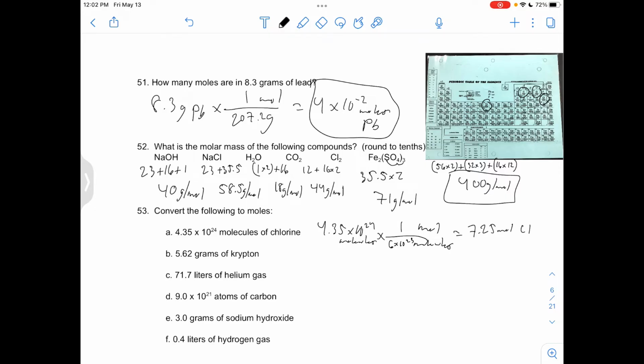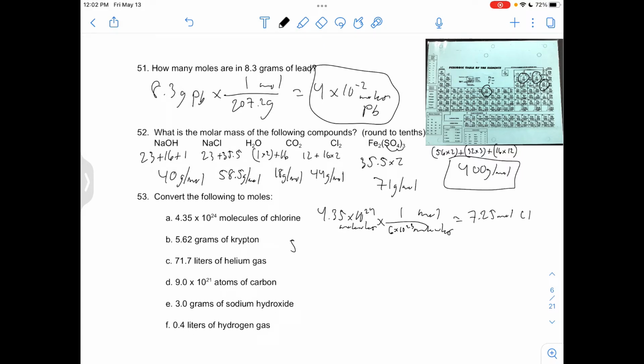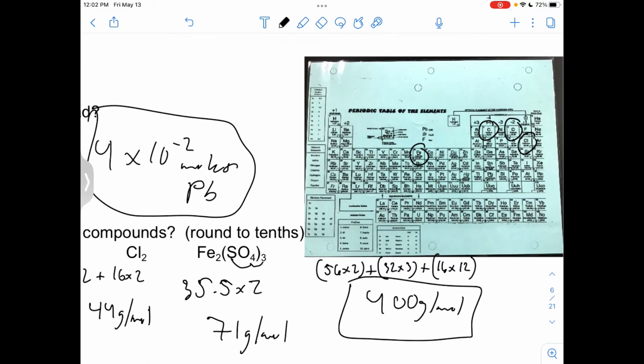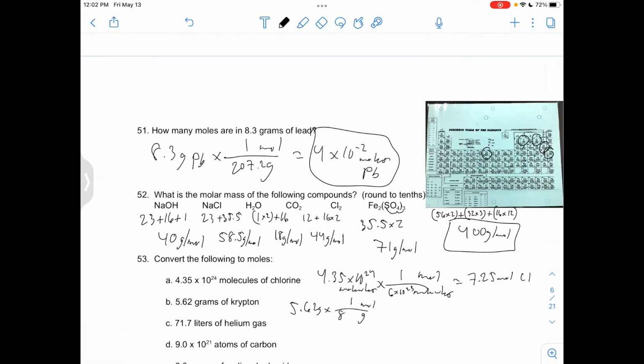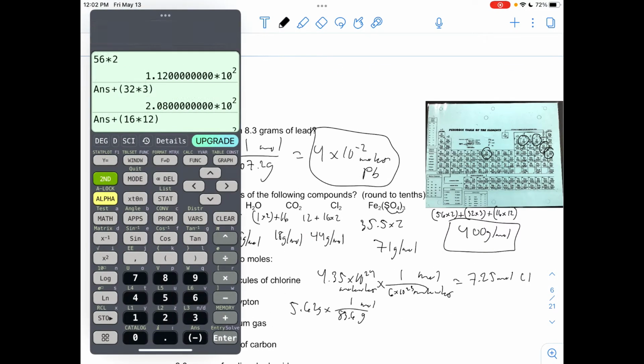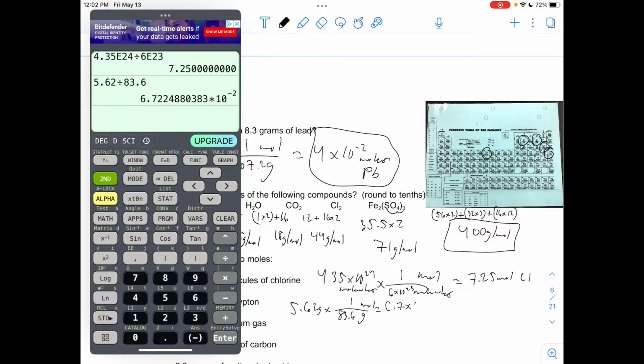Okay, and let's see. Next one is krypton. 5.62 grams into moles. Again, since it's grams, we've got to find the molar mass. So krypton is over here, 83.6. 5.62 divided by 83.6. Okay, so that's equal to 6.7 times 10 to the negative 2 moles of krypton.